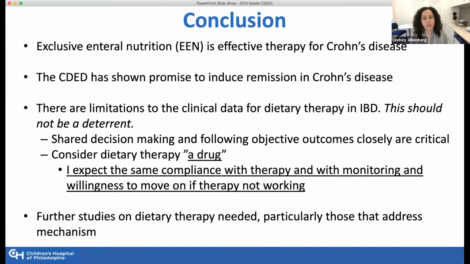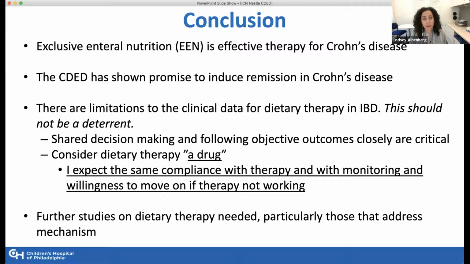So in conclusion, EEN is an effective therapy for Crohn's disease. The CDED has shown a lot of promise to induce remission in Crohn's disease. There are certainly limitations, as Jim also discussed, to the clinical data for dietary therapy and IBD. I think this should not necessarily be a deterrent. I think it's extremely important that this is a shared decision-making process with patients and families.